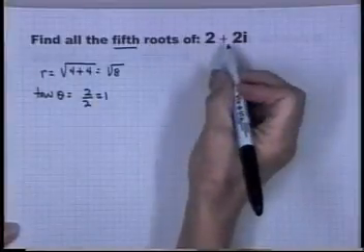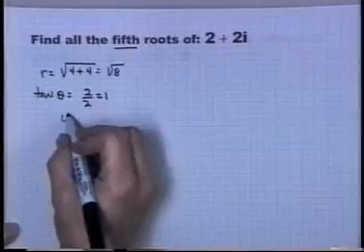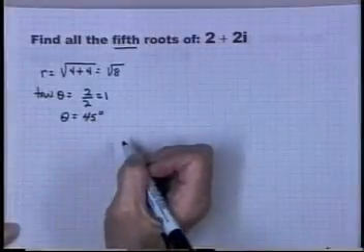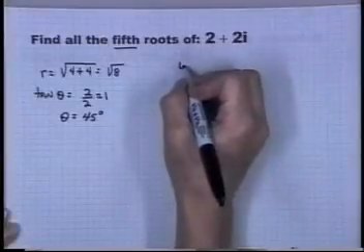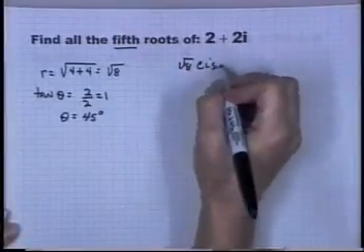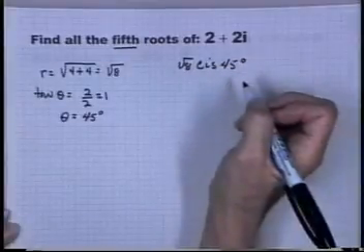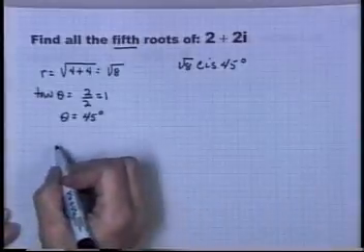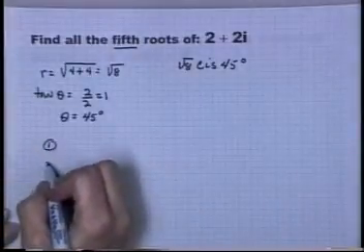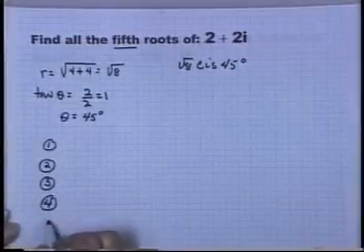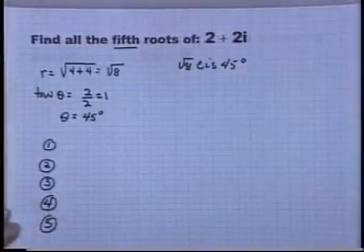Notice this is in the first quadrant. X and y are both positive, and the angle whose tangent is 1 is 45 degrees, isn't it? So in trig form, I have the square root of 8 cosine plus i sine 45 degrees. And we want the fifth roots. So there's going to be how many fifth roots? 1, 2, 3, 4. There's going to be 5 of them, right?